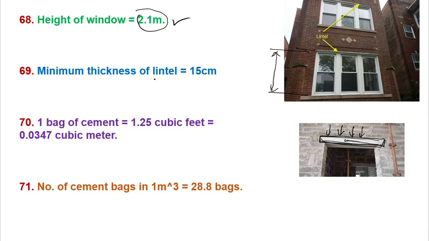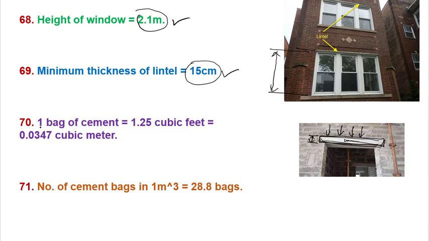So what should be the minimum thickness of lintel? The minimum thickness of a lintel should be 15 centimeters. This is the thickness of the lintel. This should be minimum 15 centimeters. And the next point is related to the cement bag.